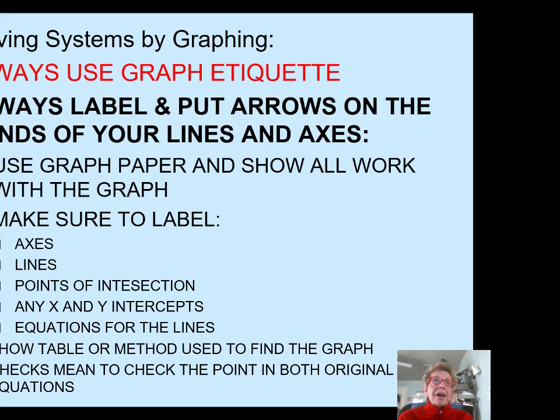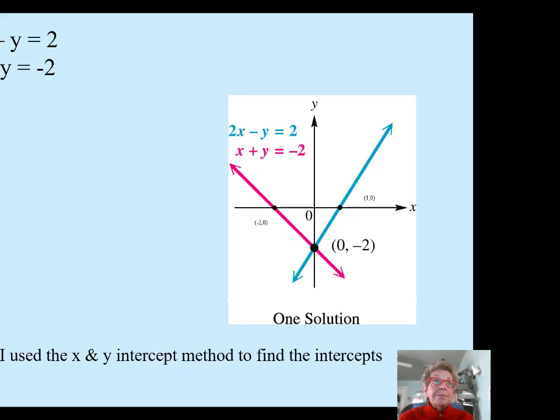I'd like to review graph etiquette for you. Solving systems by graphing: always label and put arrows on the ends of your lines and axes. Use graph paper and make sure you show all your work with the graph on the graph paper. Make sure you label the axes, the lines, the points of intersection, the x and y intercepts, and the equations for the lines. Show the table or method used to find the graph, and use checks. That means to check the point in both original equations, or all three equations when we get to systems that have an x, y, and a z in them.